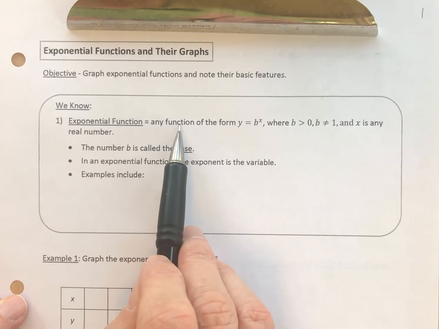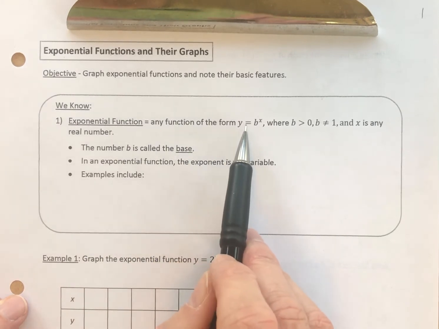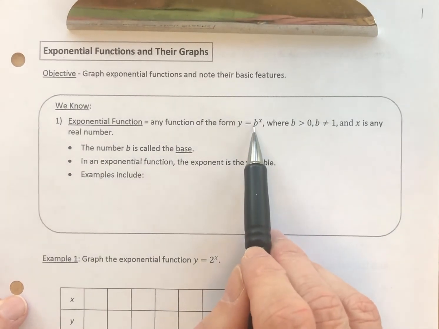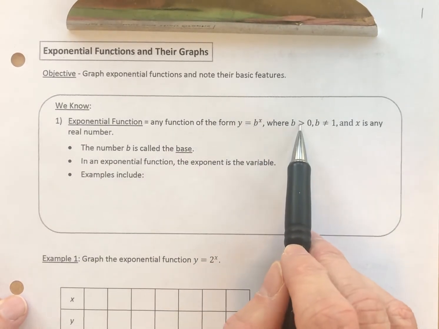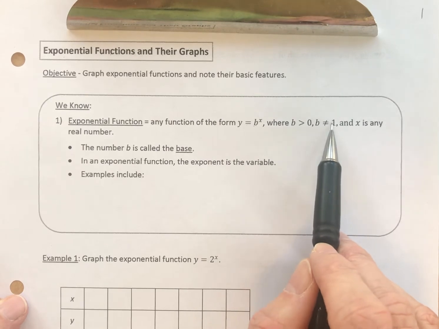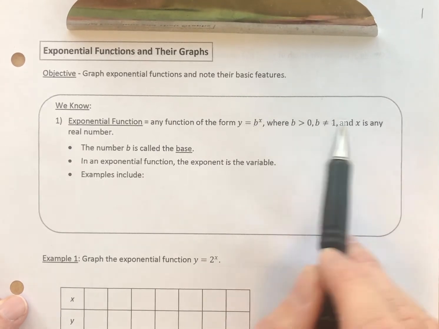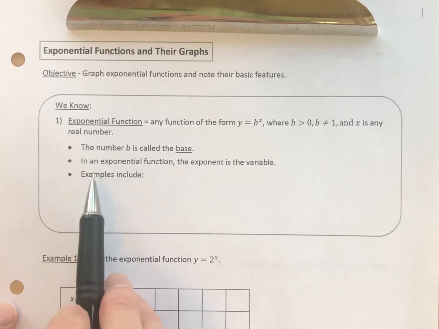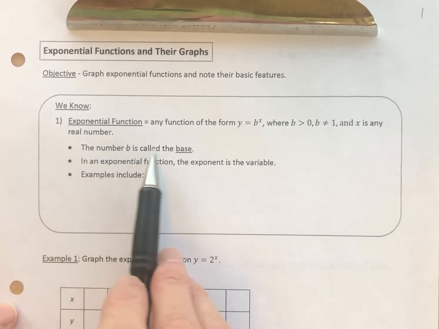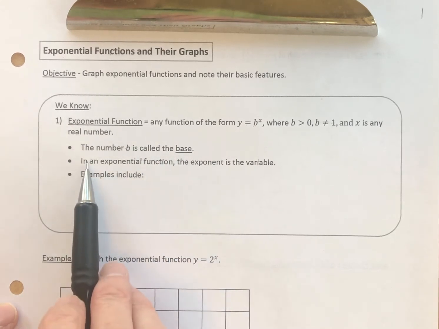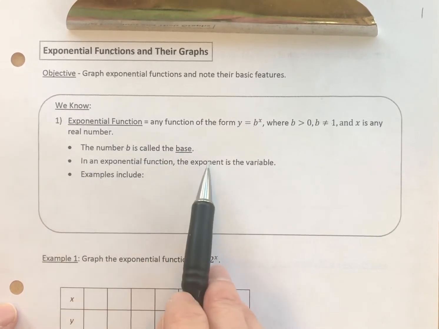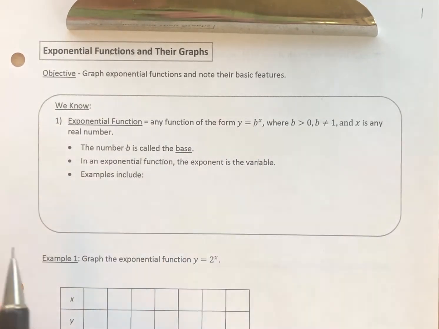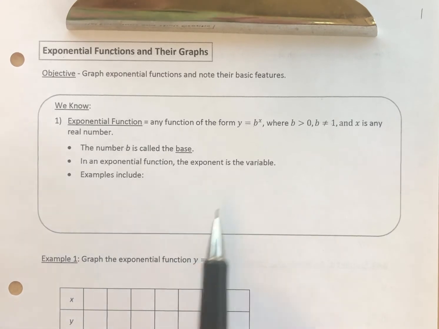It is any function of the form y equals b to the x, where b, which is the base, is greater than 0 and not equal to 1, and x is any real number. A couple of comments on that. I've already mentioned the first one. The number b is called the base. In an exponential function, the exponent is the variable. So the variable here is in the exponent. That is different than a power function.